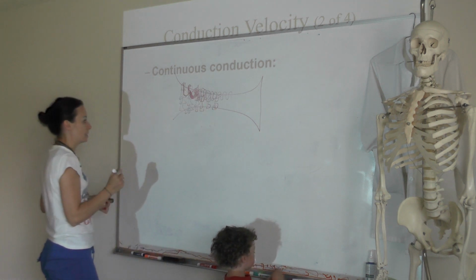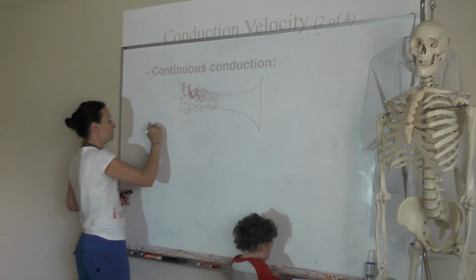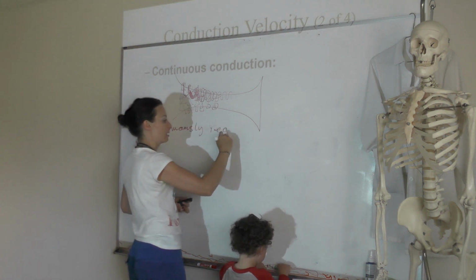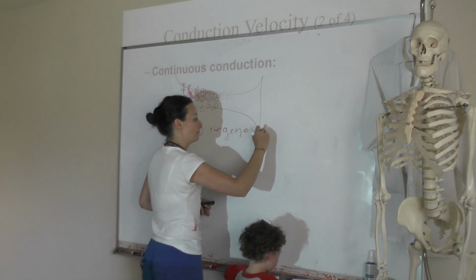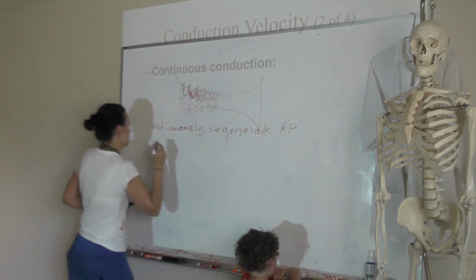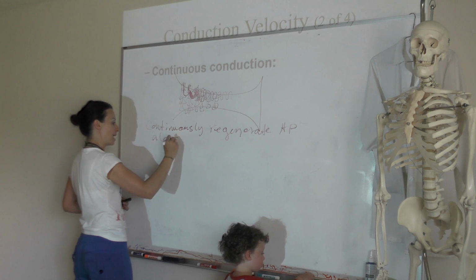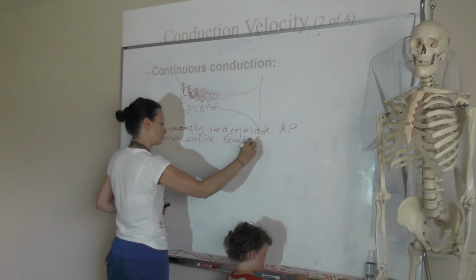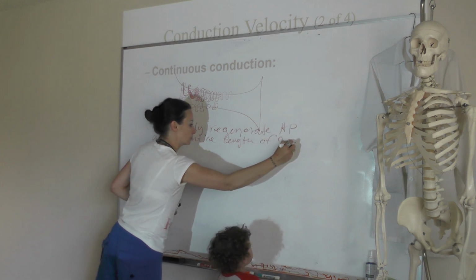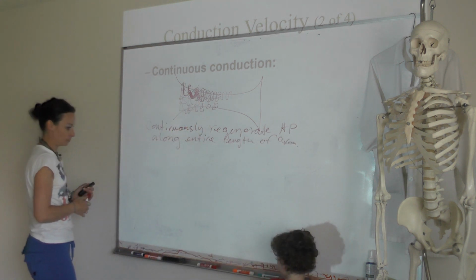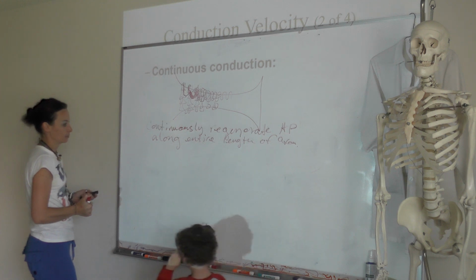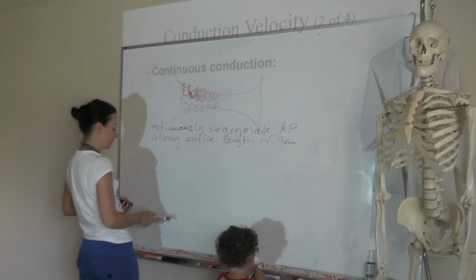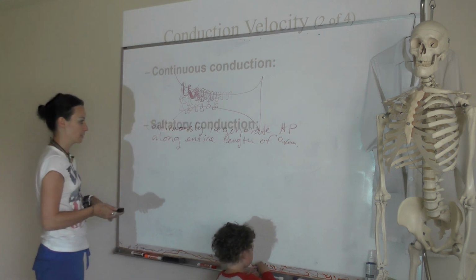So that's continuous conduction: you continuously regenerate the action potential along the entire length of the axon.